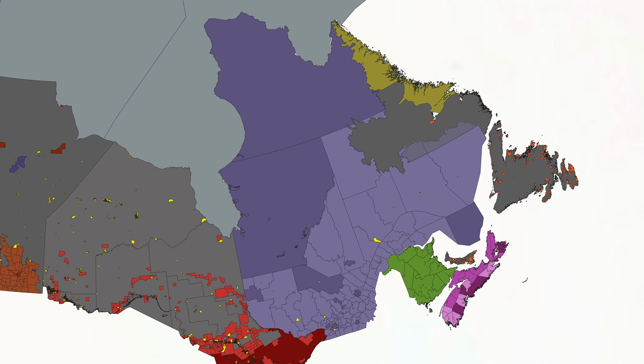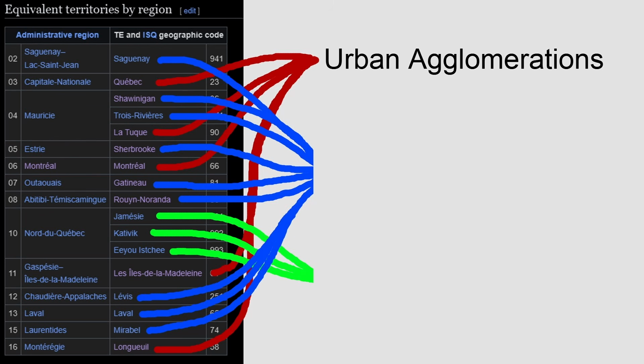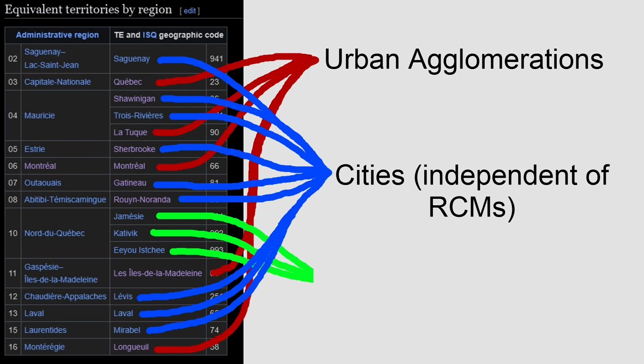Currently, there are 87 regional county municipalities, but there are also 17 territorial equivalents to regional county municipalities, as seen as the darker color on the map. These territorial equivalents to regional county municipalities, simply known as TEs, consist of 5 urban agglomerations, which are essentially a combination of a few different municipalities, 9 independent cities, and 3 other territories. These places are not part of an RCM because they themselves hold the same power as an RCM, along with being incorporated municipalities as well.